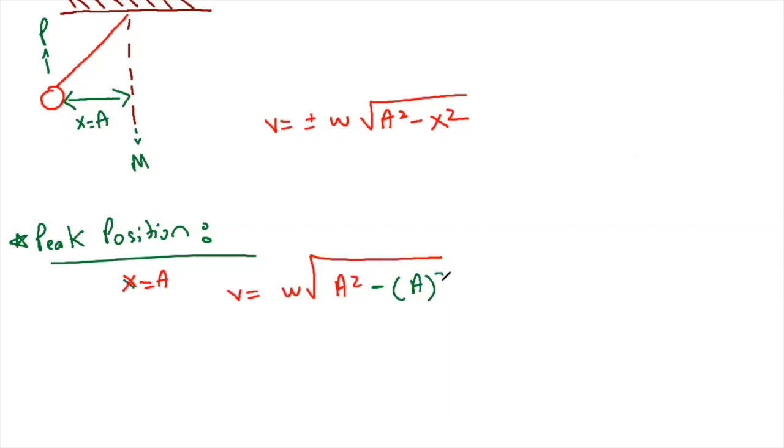Okay. Now check this out. I know that a squared minus a squared is 0, right? So that's how my velocity is 0. So we literally just proved with this formula that at peak position, your velocity is 0. So by using this formula, we can prove different things. And this proves that this formula is for SHM.